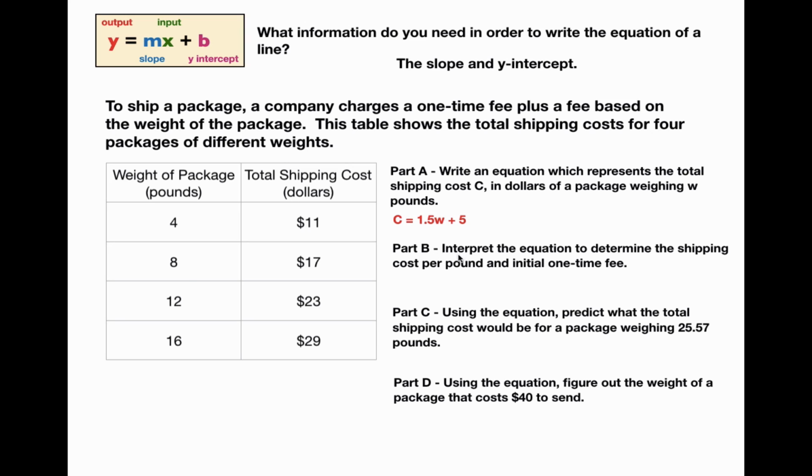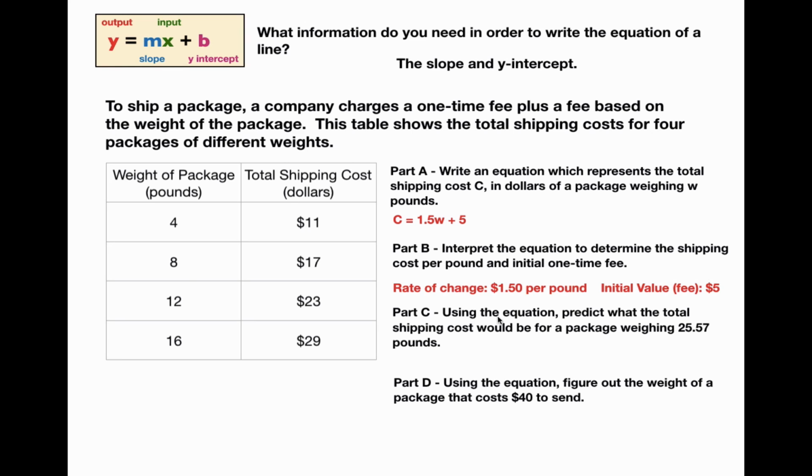For part B, you're supposed to interpret the equation to determine the shipping costs per pound and the initial one-time fee. So the initial one-time fee is like our starting point, and that would be 5, or $5. The shipping cost per pound is our slope, or our rate of change, and that's 1.5, or in this case, $1.50 per pound.